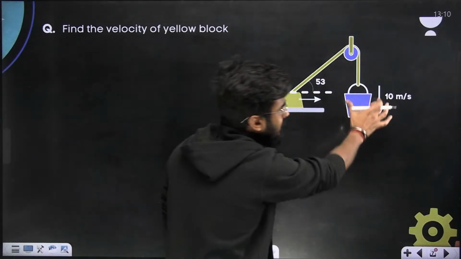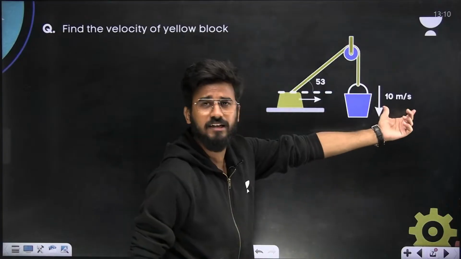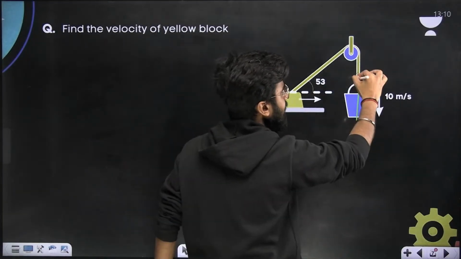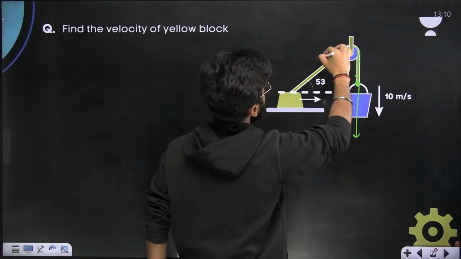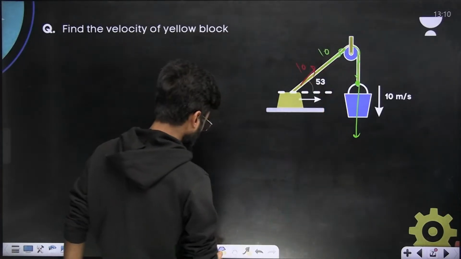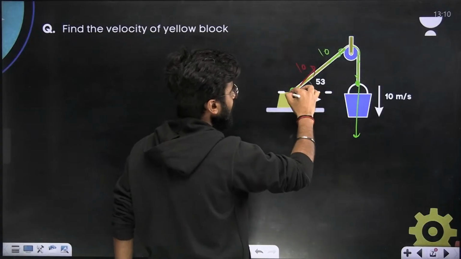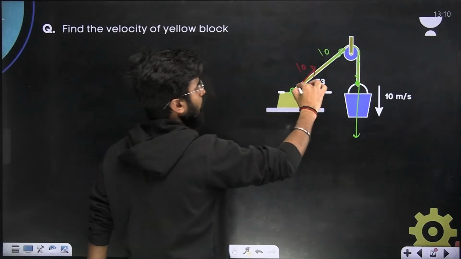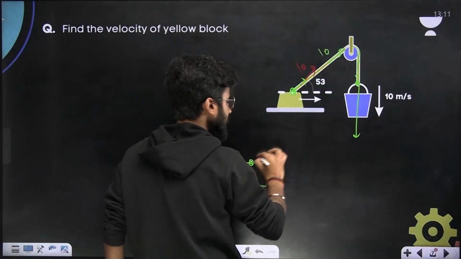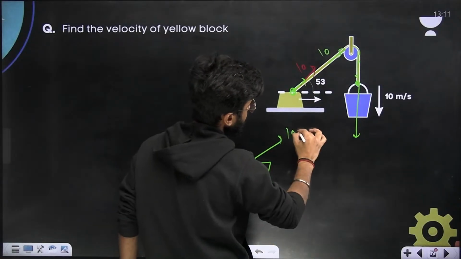Now this bucket is going downward with velocity 10 meters per second. So we'll simply say that this point is moving with 10 meters per second. This is also 10. This is also 10. So now we'll simply say that this particular point is moving. Now I'm drawing it on the other side. So this point is moving in this direction with velocity 10 meters per second.